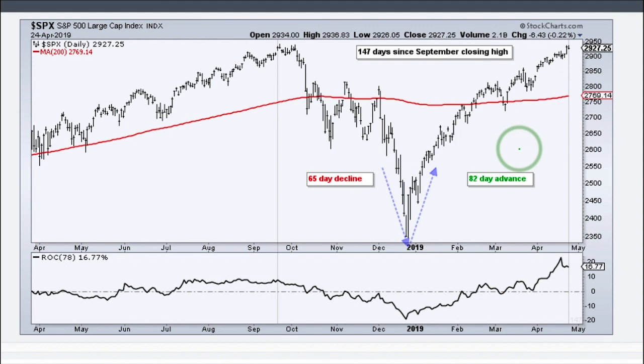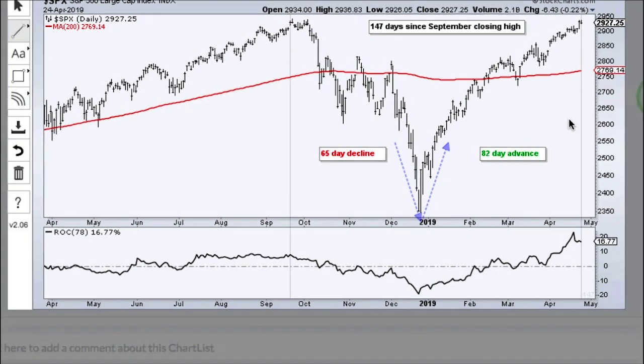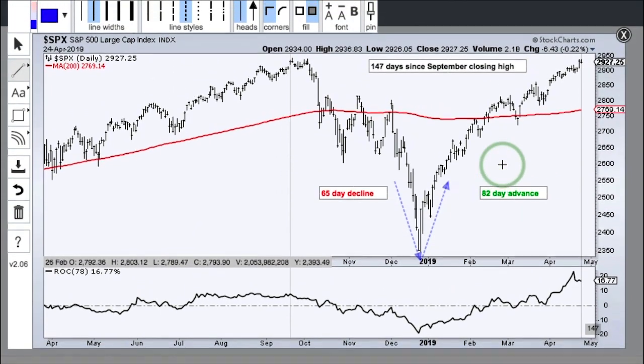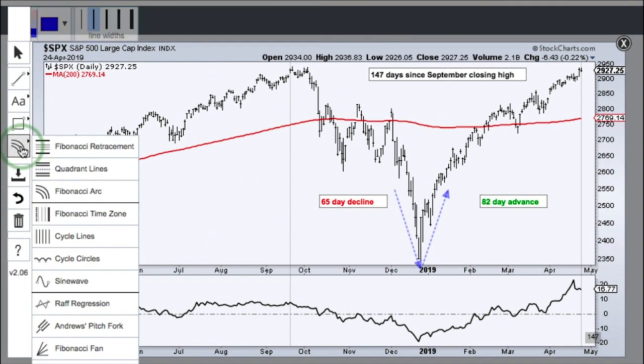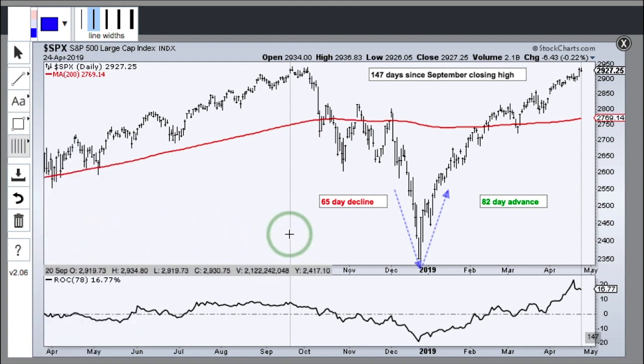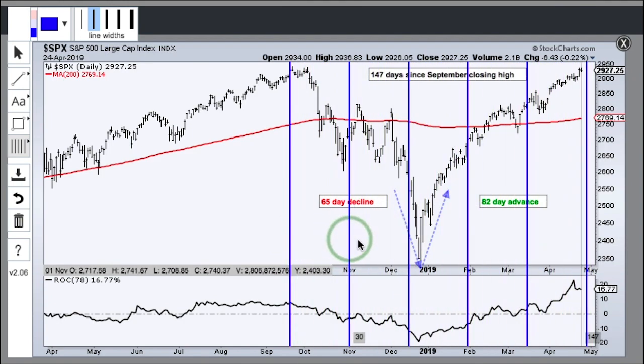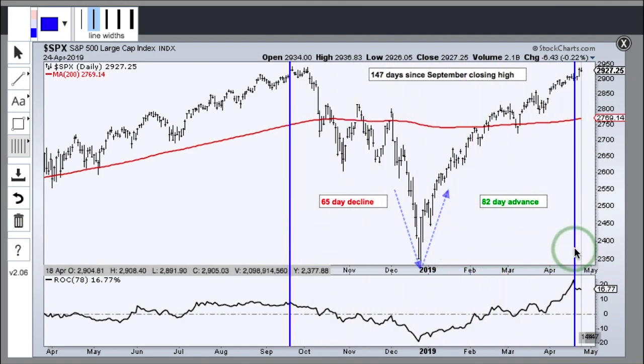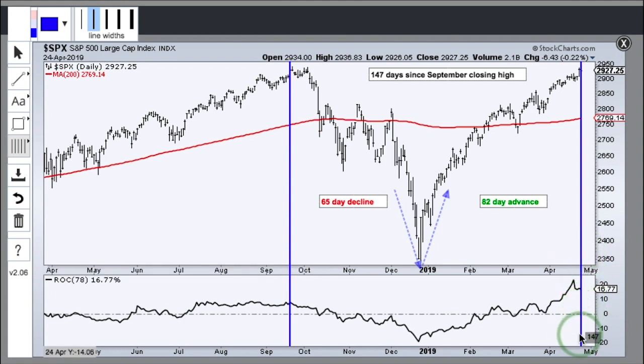The trend is up. Now, you may ask, how did I count these days? Well, there are a couple ways you can do it. But the one way I'm going to show you is I'm going to go to Annotate. And then if you go over to the left of the annotations, you will see the Cycle Lines tool. And I went over and I started with a click and drag, and I dragged that all the way over from the September high to now. And if you look at the bottom, you can see it's 147 days.